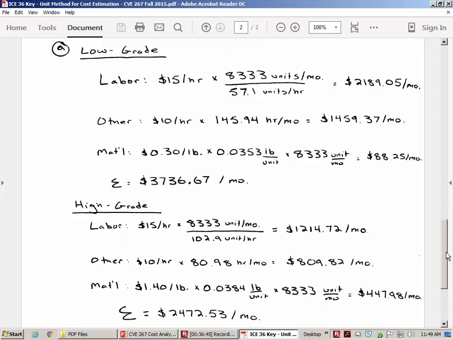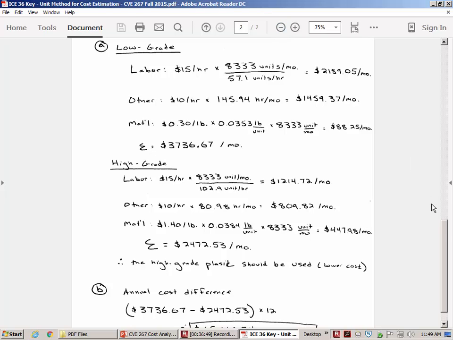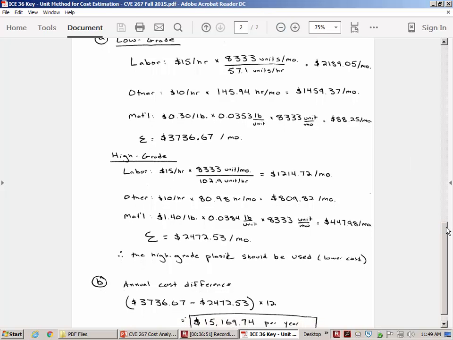And then the last thing is asking what's the annual cost difference. What we do there is just multiply it, if this was all per month, by 12 months per year. So you should be saving $15,000 a year if you switch over to the high grade plastic. The high grade has the lower costs, right? $2,400 per month instead of $3,700 per month. So the basic idea is you just choose the option that's going to be least expensive for production.